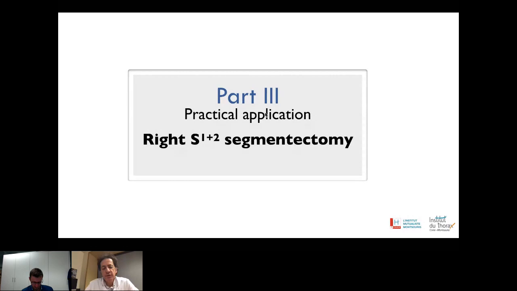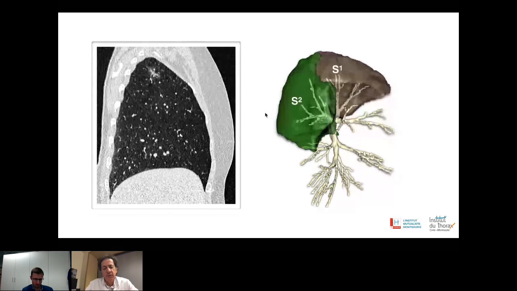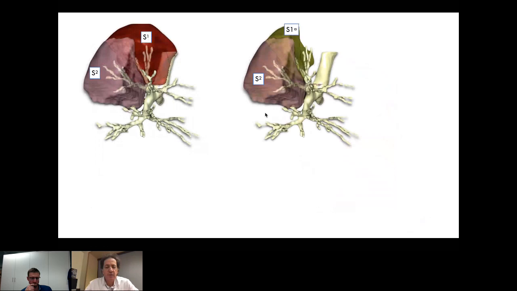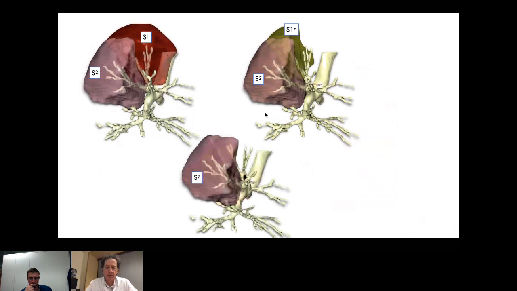So I've chosen this segmentectomy because I would call it medium difficult. It's not very easy, but it's not very difficult. And this is a segmentectomy we are very frequently performing in the department. And when you see the picture, probably you will understand why. When you have this kind of lesion, rather than performing a lobectomy, you can do any of these procedures depending on the location of the small tumor.